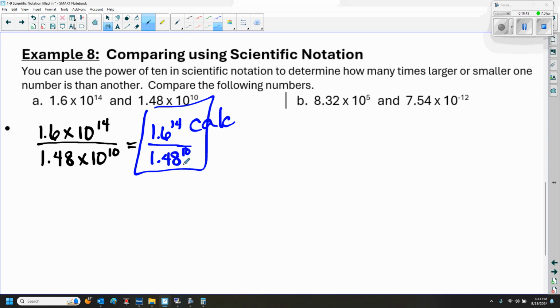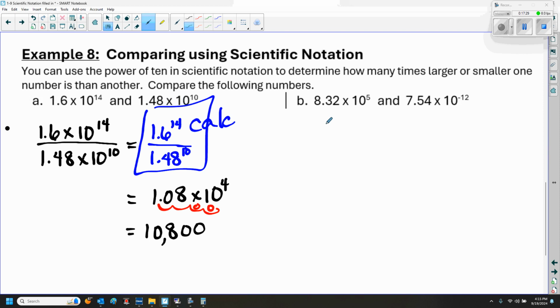So this is times 10 to the 14th, and this is times 10 to the 10th. When I do that division, I'm going to get 1.08 times 10 to the 4th. Now if I want this in standard form, this is going to be 108, if I move my decimal 4 times, 1, 2, 3, 4, this is going to be 10,800. So that means that first number is about 11,000 times larger than the smaller number.